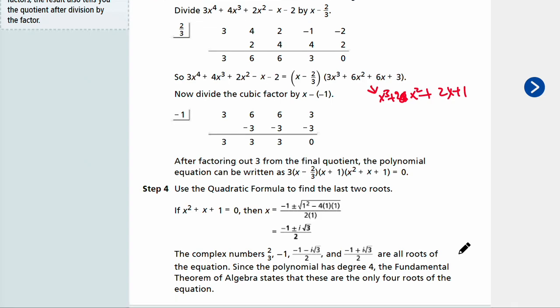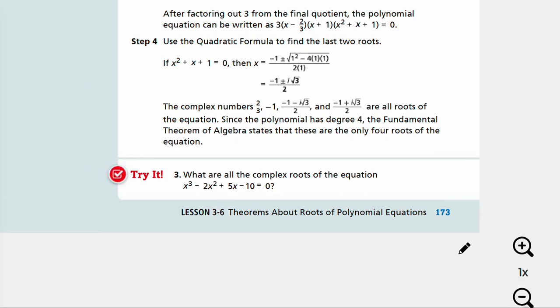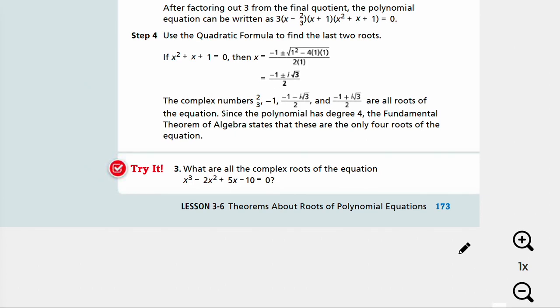Good. So now let's look at try number 3. And now it's your turn. What are all the complex roots of the equation x cubed minus 2x squared plus 5x minus 10 is equal to 0? So pause the video, follow the steps that we just did in this example, and come back when you're ready for answers.